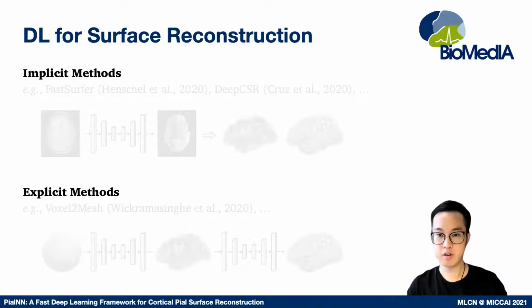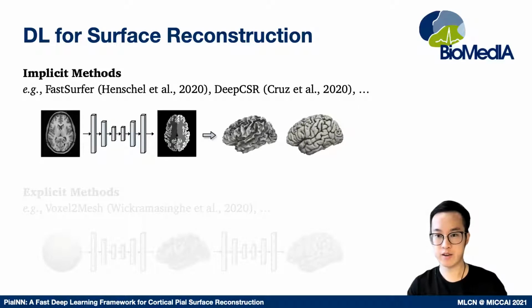The existing deep learning methods for cortical surface reconstruction can be divided into implicit and explicit methods. The implicit methods include FastSurfer and DeepCSR. These methods usually learn a deep neural network to predict the segmentations or other implicit representations, such as the signed distance function. Then the surface mesh is extracted by the marching cubes algorithm. However, a topology correction algorithm should be applied to fix the topology of the surfaces, which is computationally expensive.